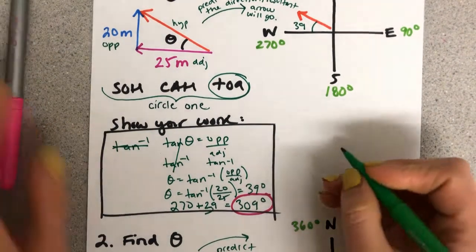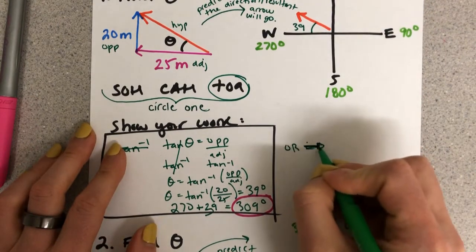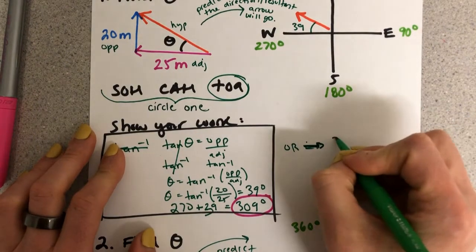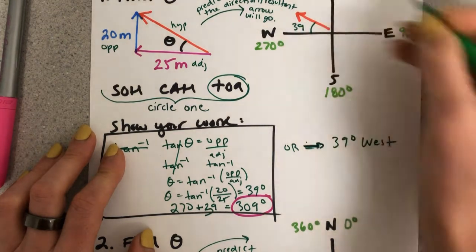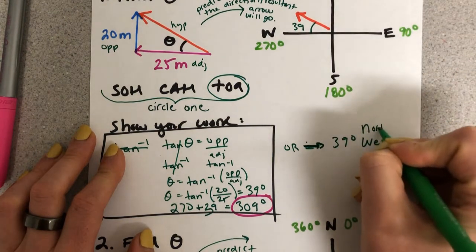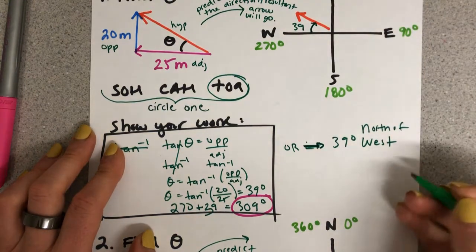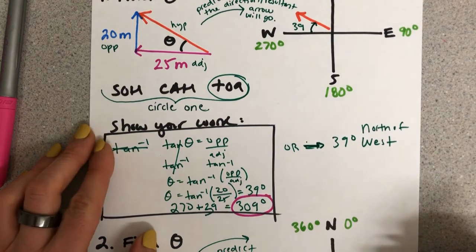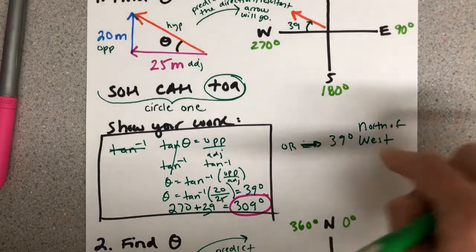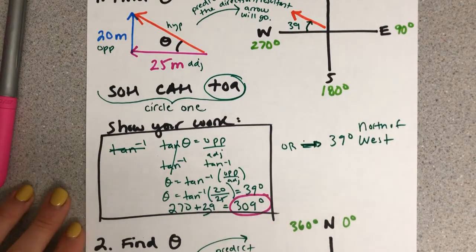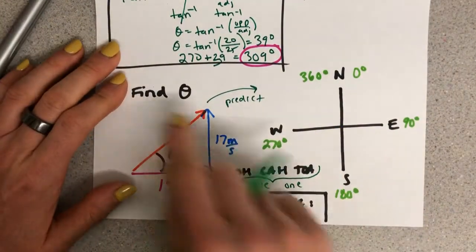Okay, another thing you can say is that it's going 39 degrees north of west. That's the only other option there, okay? But I stick to this one. This is the easiest one for me to think about because I don't have to think about north of west or west of north, just the degrees. Okay, moving on. So again, find the angle.